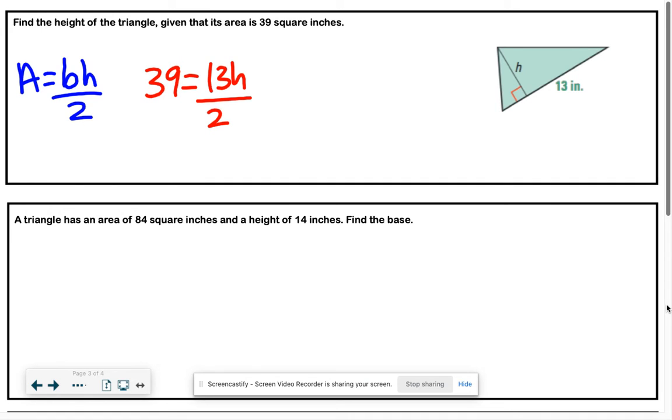So now we just have to simplify a bit. Well, what's half of 13? It is a decimal, that's okay. 6.5. So now we can write this as 39 equals 6.5 H. And now I know you guys know how to solve that. How do you get H alone? Divide.